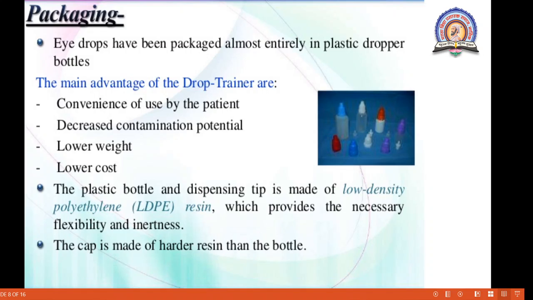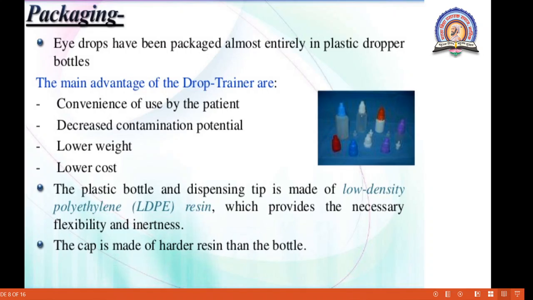The plastic bottle and dispensing tip is made up of low density polyethylene resin. Low density polyethylene resin. The full form is low density polyethylene resin. In short, it is known as LDPE.